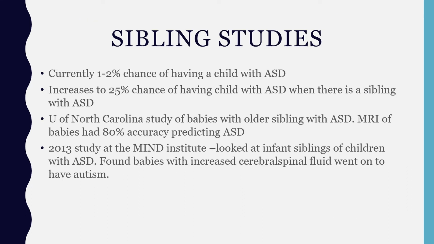Currently, there is a 1 to 2% chance of having a child with ASD. This chance increases to 25% if there is a sibling in the family with ASD. Sibling studies are currently a common way of studying predictors of ASD. The University of North Carolina did a study of infants who had a sibling with ASD. Using MRIs on the infants, researchers had an 80% accuracy rate of predicting ASD in the sibling.